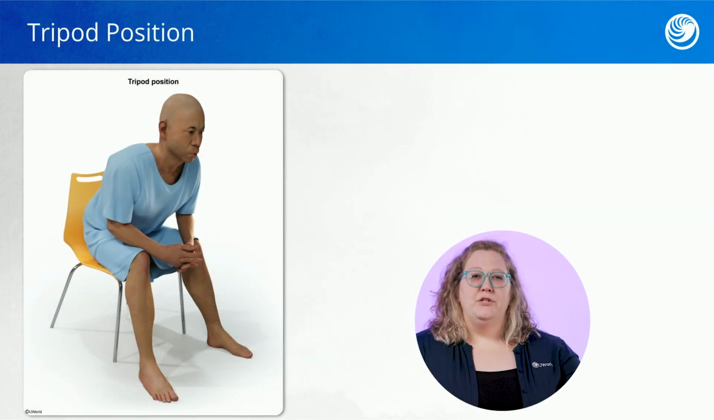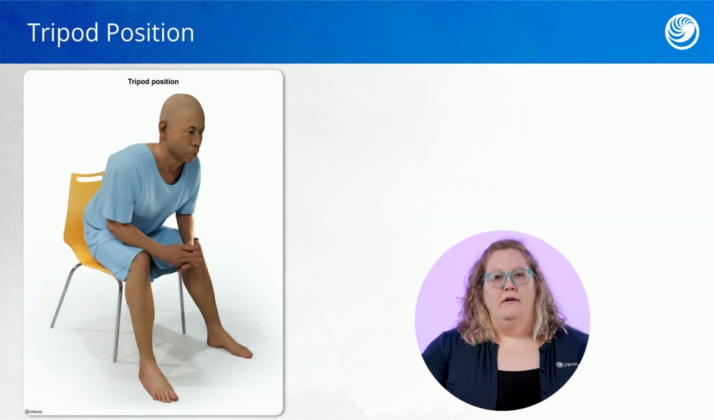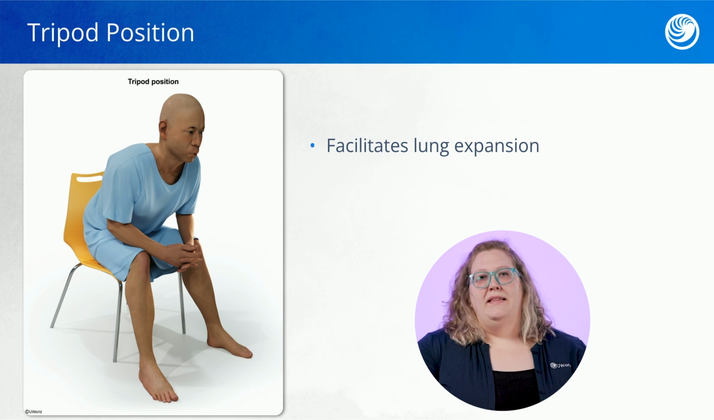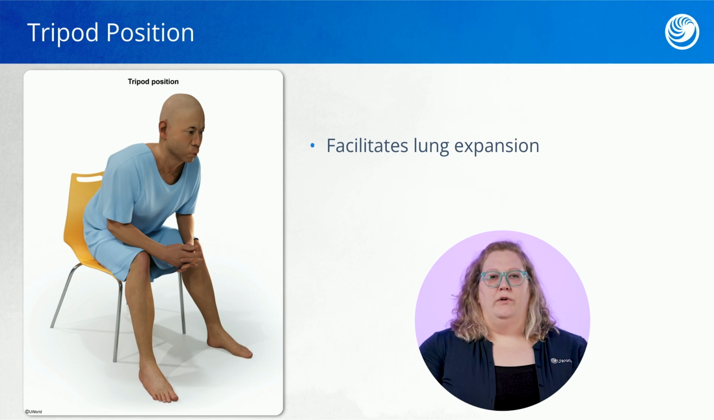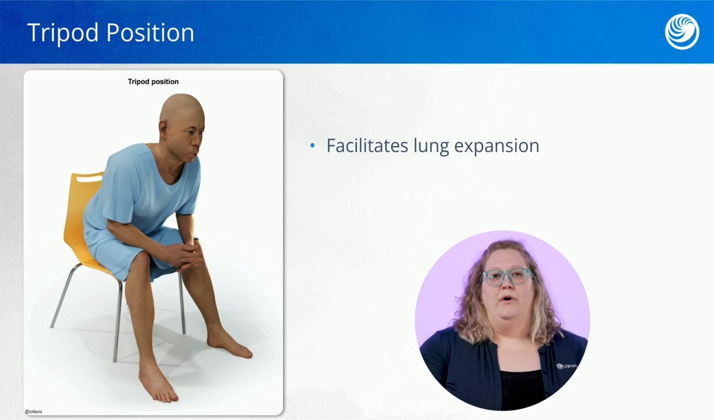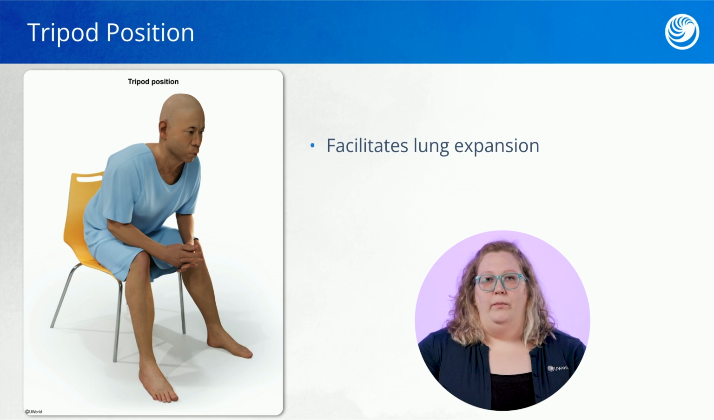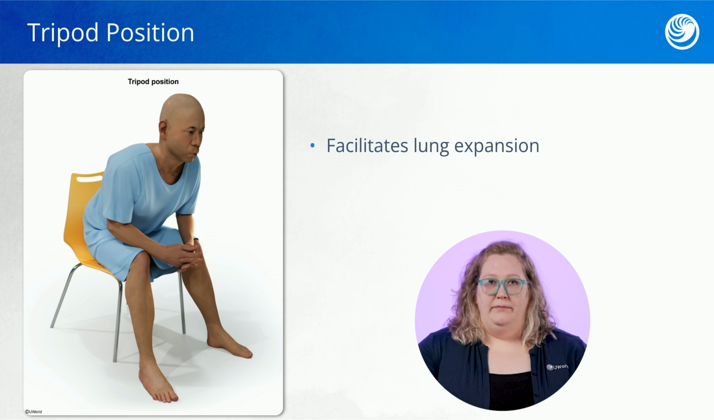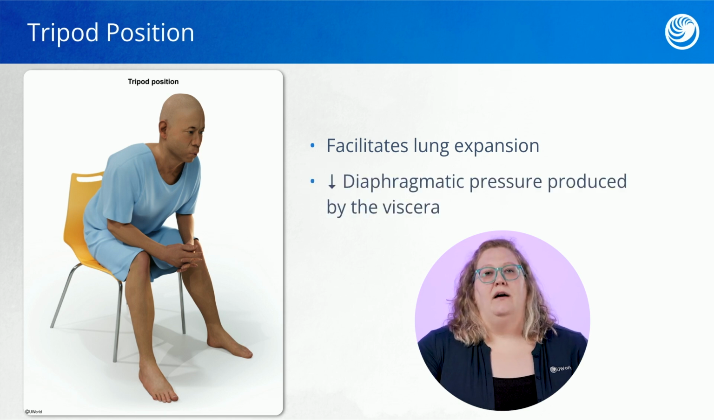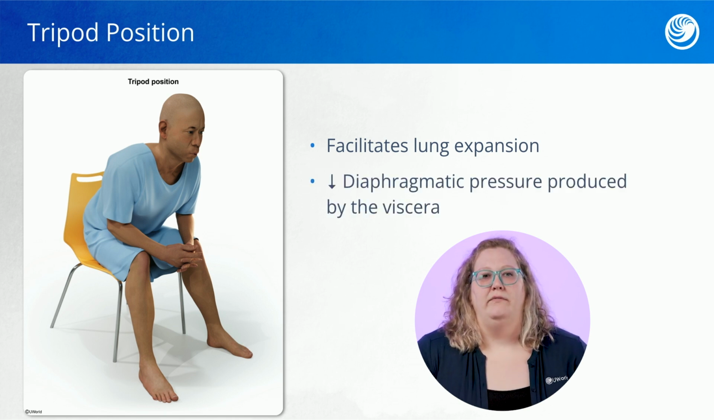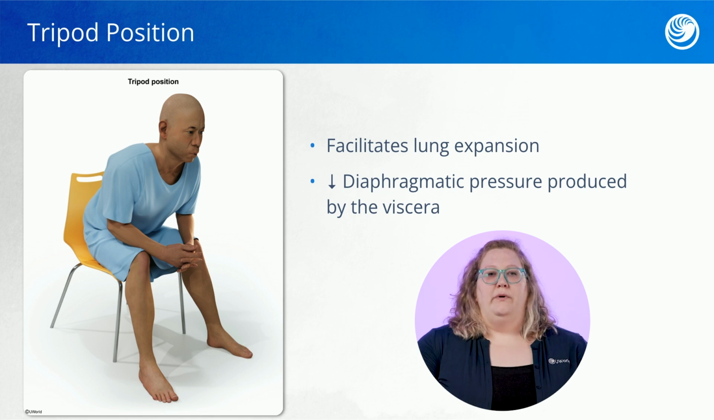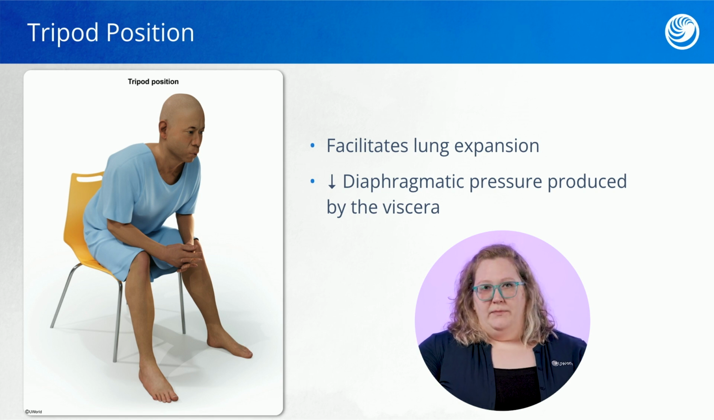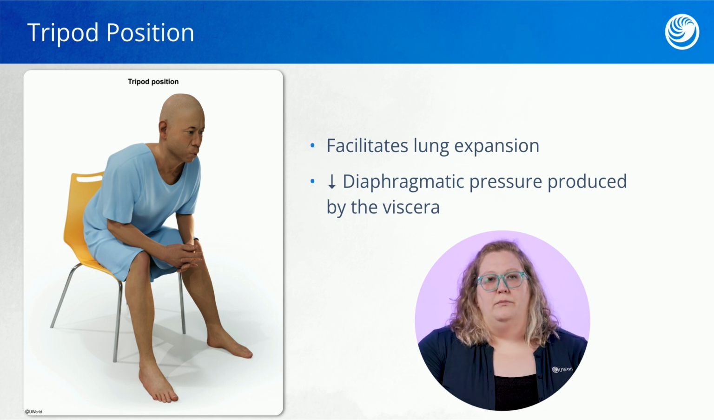The tripod position achieves a similar outcome of facilitating lung expansion, but in this case, the patient is in a position where they're leaning forward and they're putting some of their body weight on their elbows, often on their knees. And leaning forward in this position helps. Again, gravity is doing some of the work here. Gravity is taking the contents of the abdomen and allowing them to go even lower. So here we're doing our best to just facilitate as much as possible to expand those lungs and improve their oxygenation.